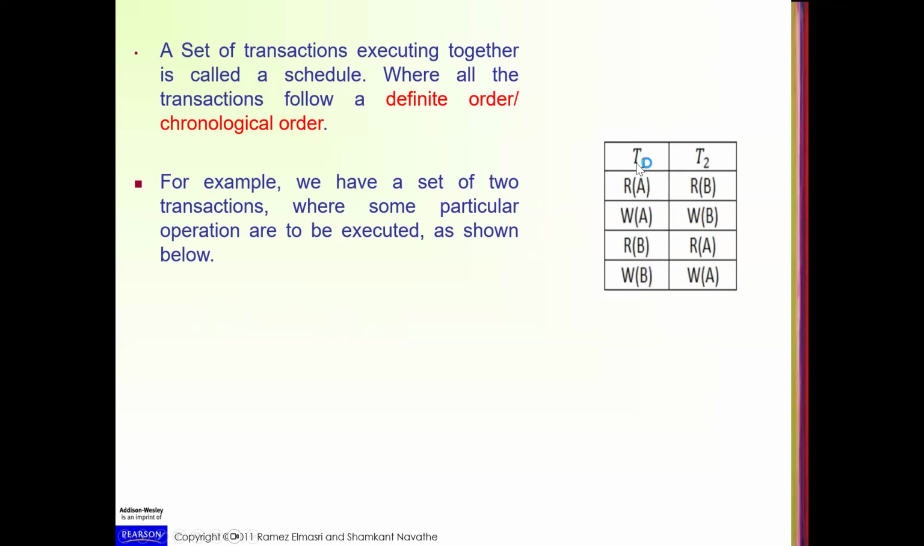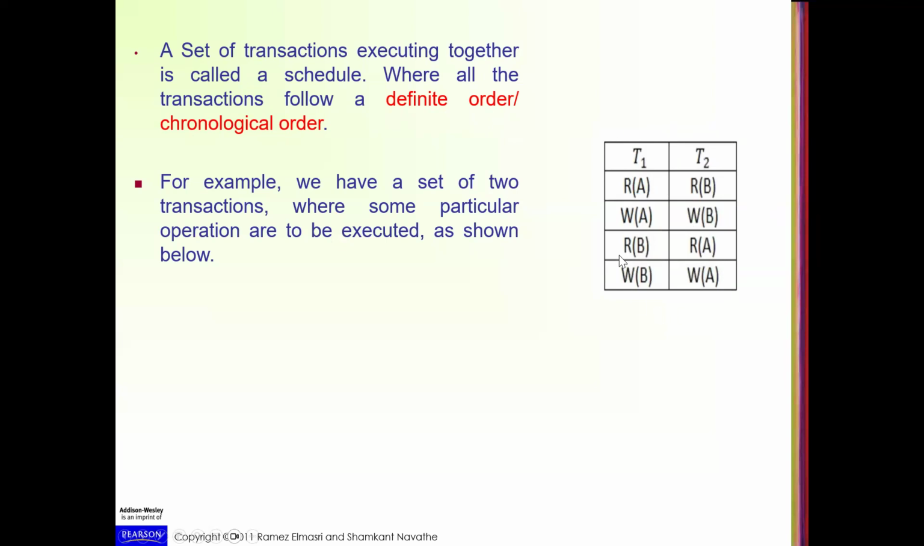They follow the order. For example, T1 executes reading on item A, writing on item A, reading on item B, writing on item B in some order. And then T2 does its work in some order, for example, reading, writing, reading, and writing. It is reading and writing B, and then reading item A and writing item A. So these transactions are supposed to do some work. The actions inside them also follow a definite, chronological order.